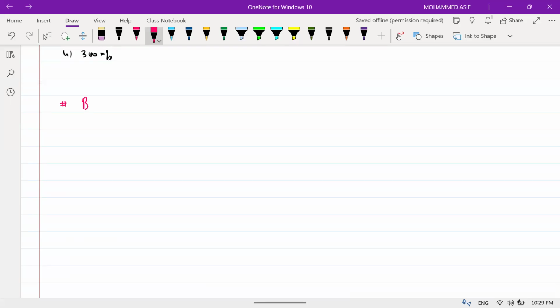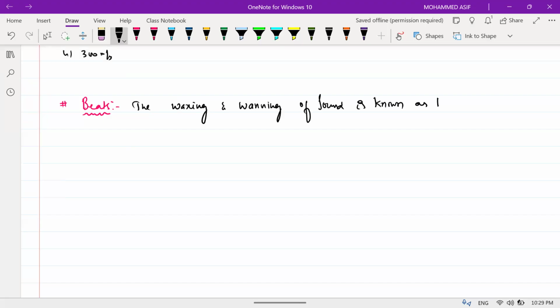And how do you calculate beats problems? Beat is nothing but what, beta? The waxing and waning of a sound. The waxing and waning of sound is known as beats. I can say maximum and minimum amplitude. So the difference between two frequencies is known as what, beta? Beat frequency.